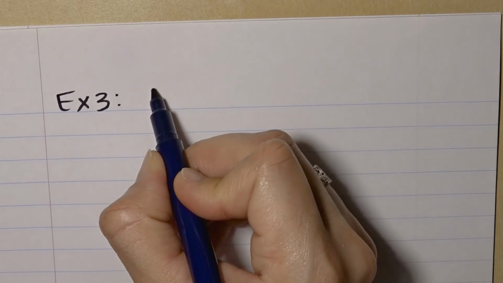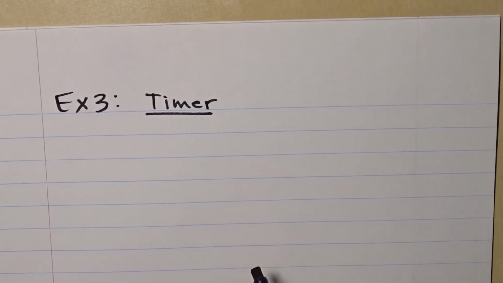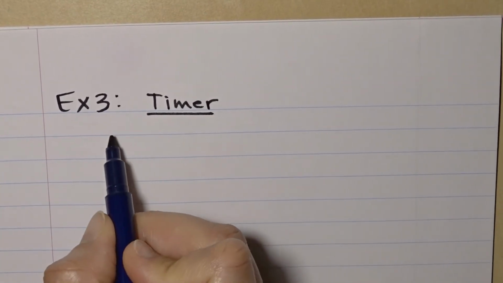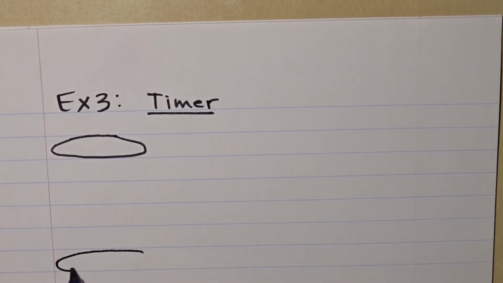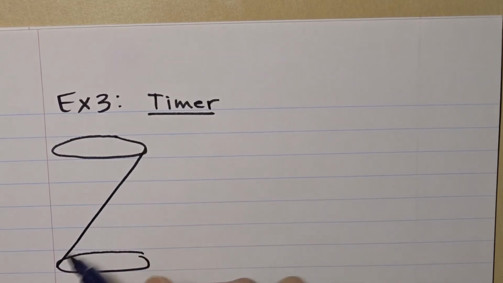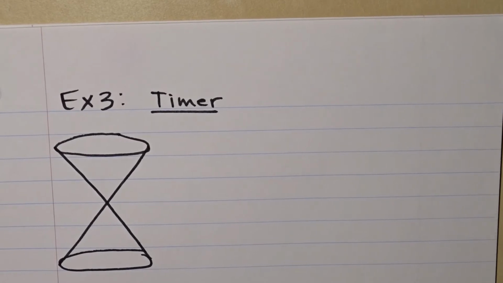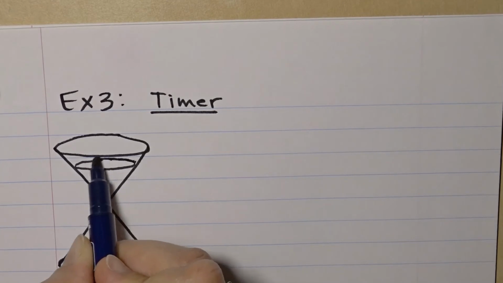All right. Example 3 is asking, you have a timer. We'll just say it's about the timer. And sand falls at a rate of 50 millimeters per second. So it's going to be a timer that looks like two cones, one on top of the other. And the sand is falling from one cone into the other one. And in this cone, we have some sand. I'll just make it solid.